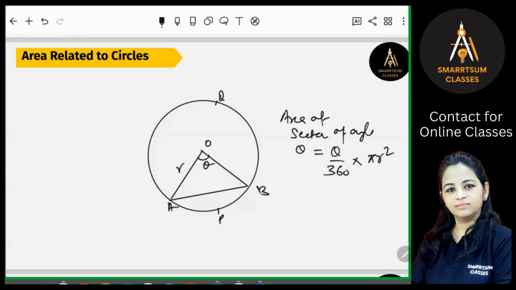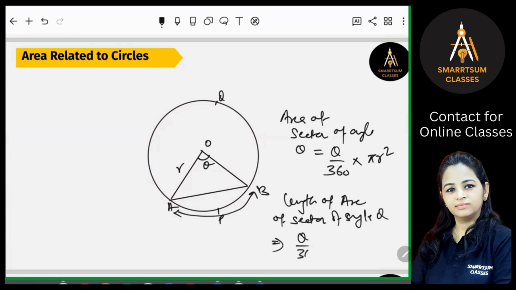Okay. Similarly, if we want to find the length of the arc, this one here to here, arc APB, then we can also find it. Length of the arc of the sector of angle theta, right? So if there is any sector having angle theta, then the length of this arc APB will be equal to theta upon 360 degrees into 2 pi r, right? So these are the area of the sector of angle theta and the length of the arc of the sector of angle theta.